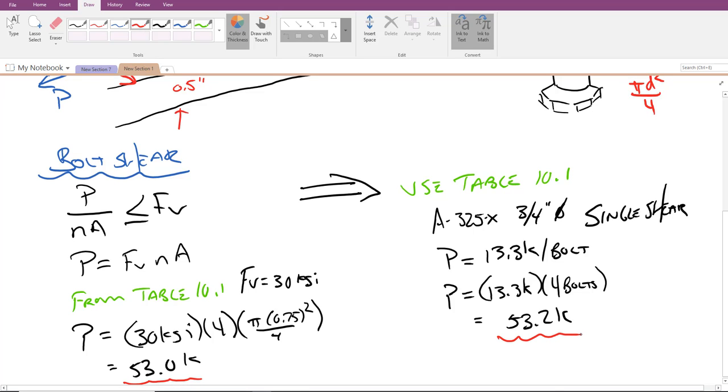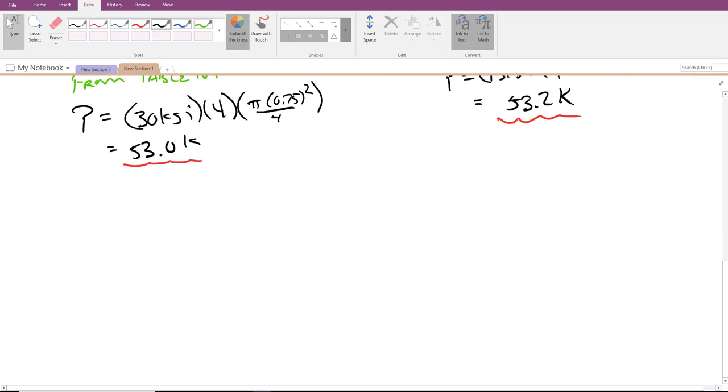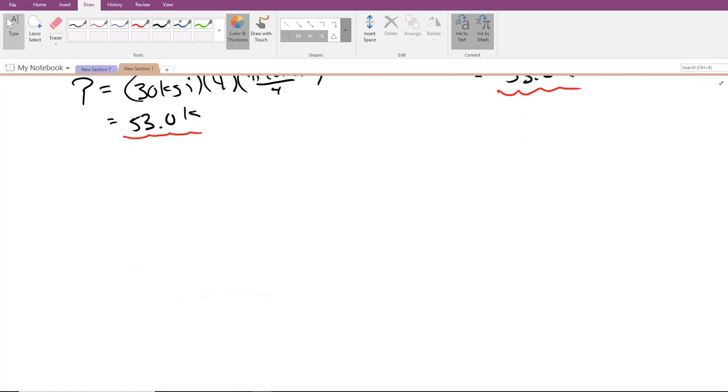You'll notice we got the same answer. Now there is some round off error in this particular problem, and that is simply a function of the values in the table being approximated to a single decimal point as best as they can be. So, all right, got one capacity done. Now let's check our second capacity.